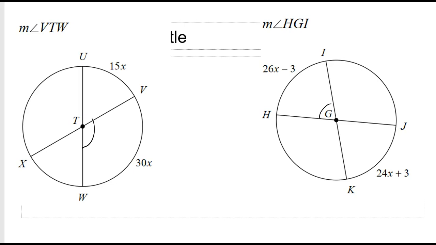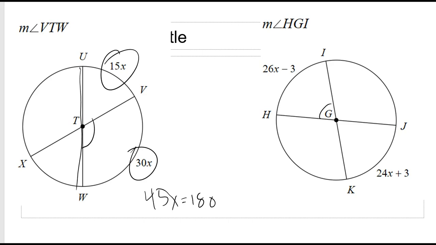So let's look at this, the one on the left. We have a diameter. We know that's a diameter because it's a straight line that goes through the center. So that means this plus this will add up to 180. If I take 15 plus 30, that's 45. That'll be 45x equals 180. All I have to do is simply take 180 divided by 45, and I get 4. So x equals 4. Remember, that's not my answer.